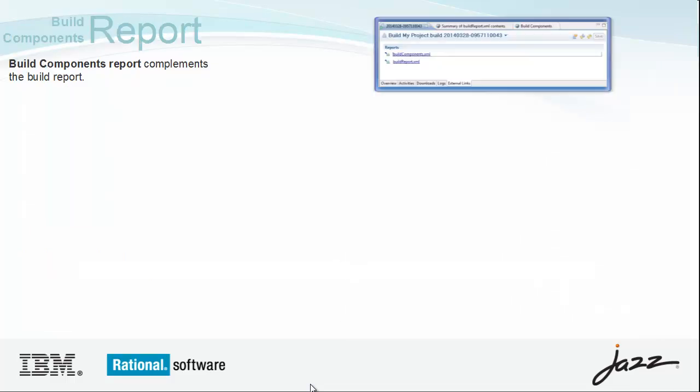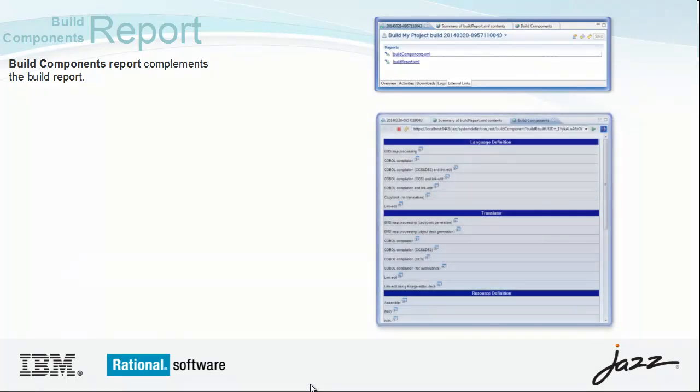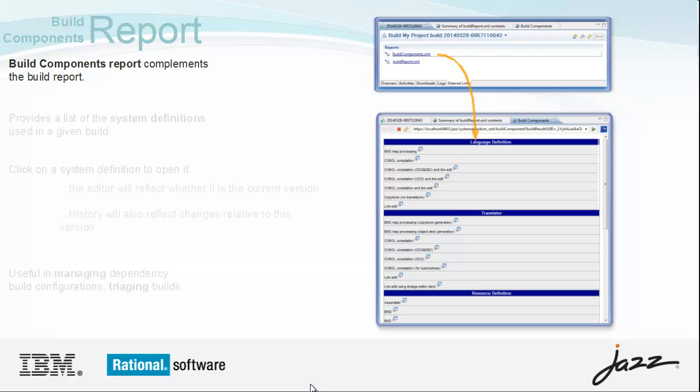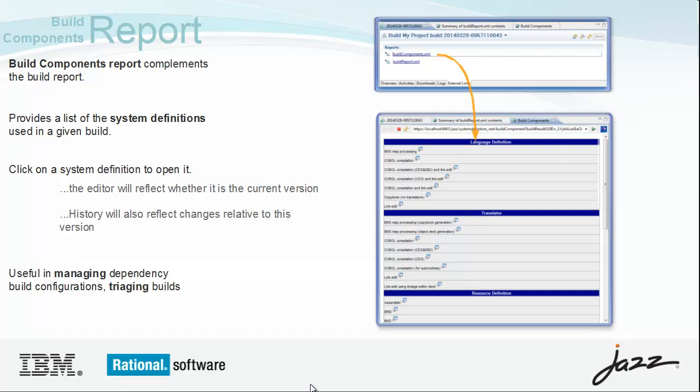The second thing we're introducing complements the History tab I just talked about. We now have a Build Components report, which is part of every build result. This new report shows you the system definitions used in that particular build and allows you to open those specific versions of those system definitions.